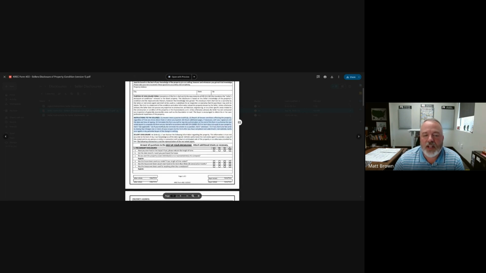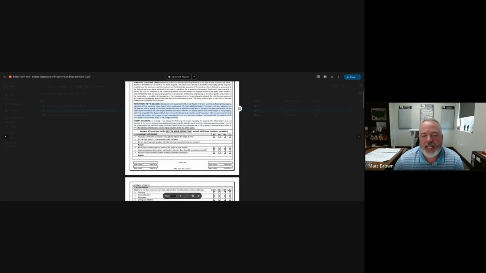So the seller is going to go through and fill this form out. Basically, on each line item, they have a couple of different options. So have they ever lived in the home? If yes, please indicate the length of time. Now on each line, regardless of what it says, they have the following options.